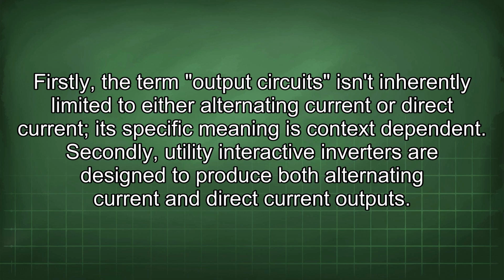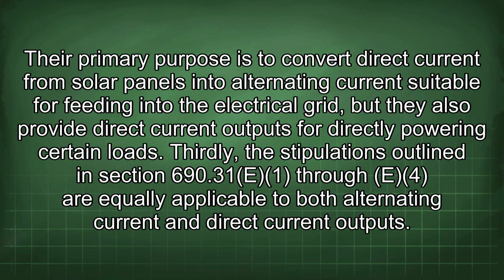Secondly, utility interactive inverters are designed to produce both alternating current and direct current outputs. Their primary purpose is to convert direct current from solar panels into alternating current suitable for feeding into the electrical grid, but they also provide direct current outputs for directly powering certain loads.